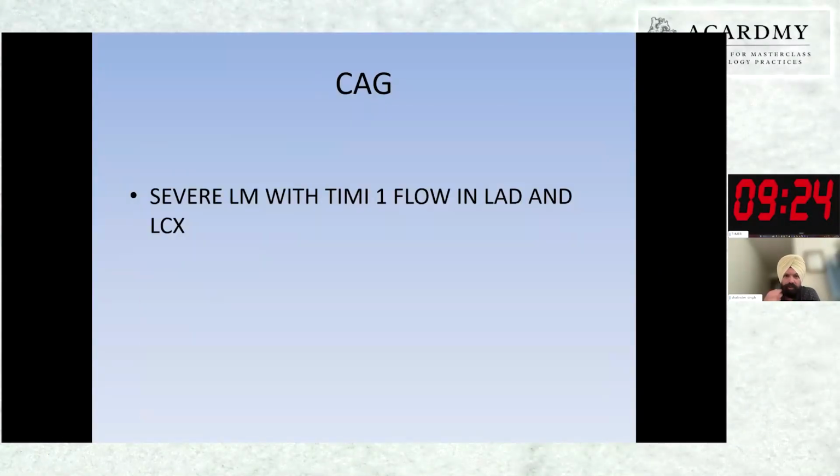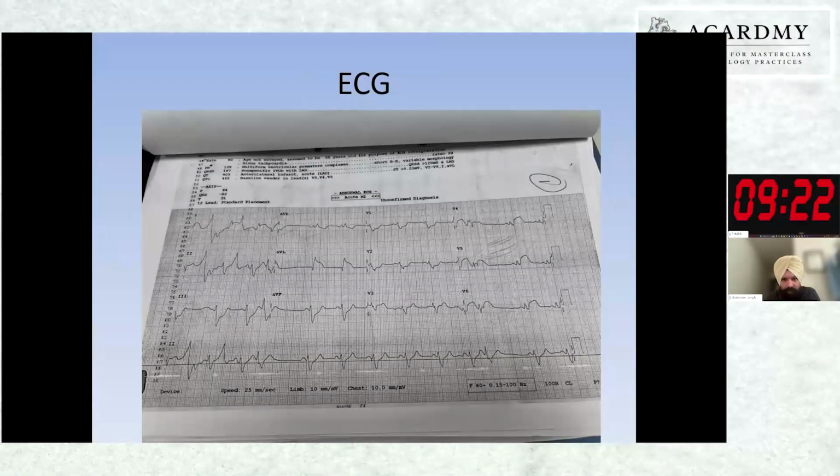This was the ECG of the patient. It's showing ST elevation in V5, V6 with ST depression in V1, V2, V3, with VPCs present. So the patient was very sick, and we decided to take the patient for CAG. Otherwise, we will lose the patient.